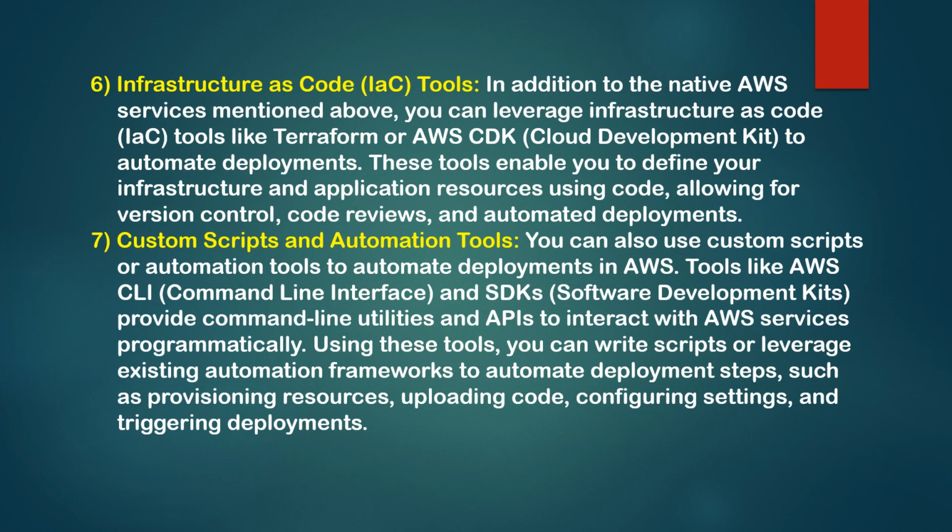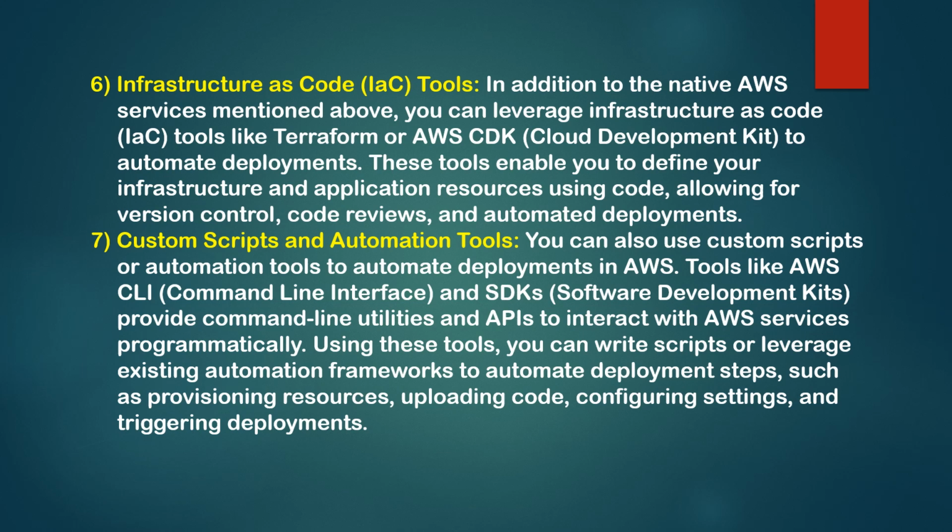Number 6. Infrastructure as code tools. In addition to the native AWS services mentioned above, you can leverage infrastructure as code tools like Terraform or AWS CDK (Cloud Development Kit) to automate deployments. These tools enable you to define your infrastructure and application resources using code, allowing for version control, code review, and automated deployments.